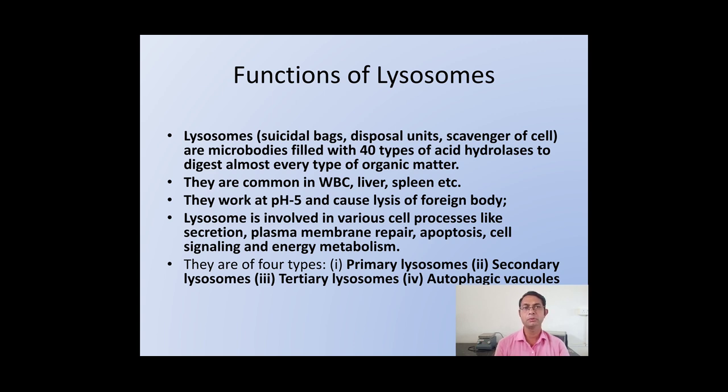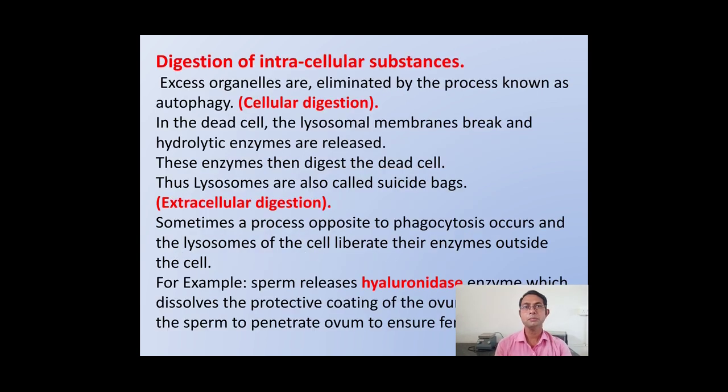The first one is known as endocytosis and exocytosis, that is, endophagocytosis and exophagocytosis. Lysosomes perform these two types of processes. Now here the most important function which is performed by the lysosome is given: digestion of intracellular substance. Excess organelles are eliminated by the process known as autophagy or cellular digestion.